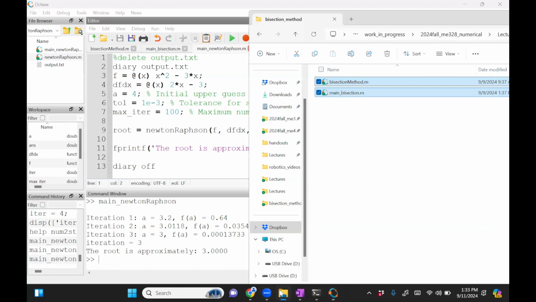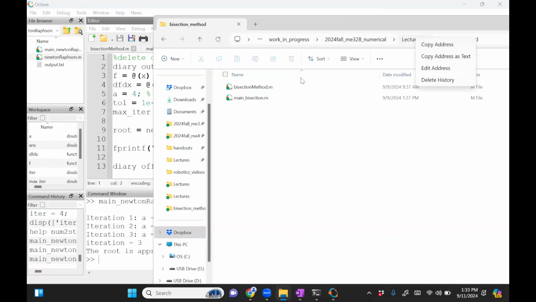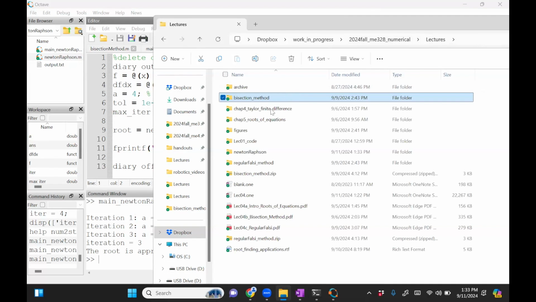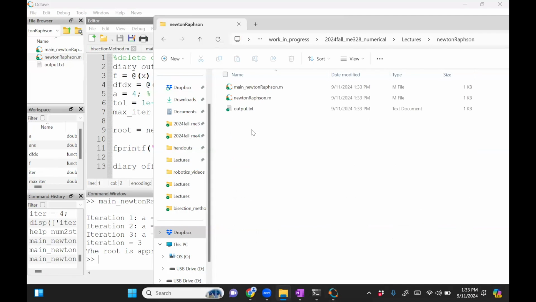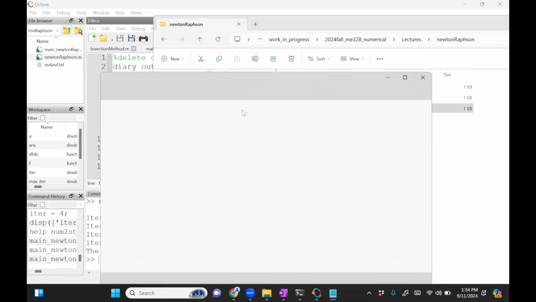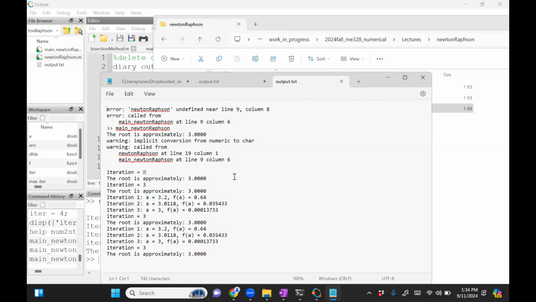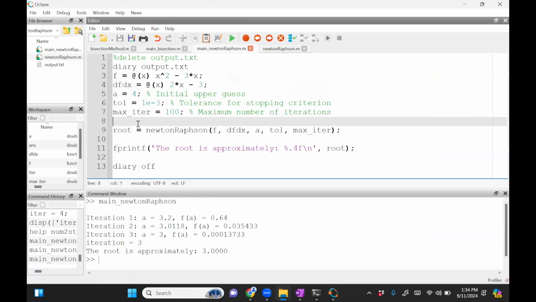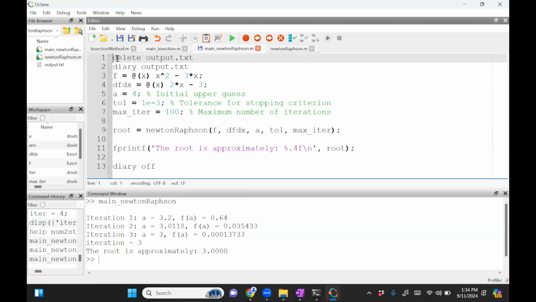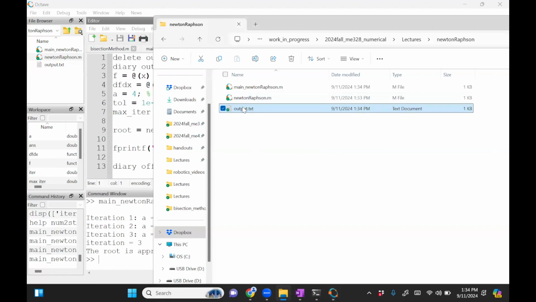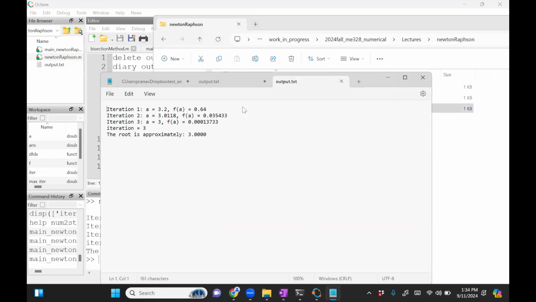Okay, but we also have it here. So if you go to, this is not the one, this is bisection. If you go to Newton Raphson, here is the output. Okay, it's saved. Oh, it was just running in the background. Okay. So to prevent this, every time you run the code, it copies it, but doesn't erase the previous stuff. What you do is you put a delete output.txt, run this. And if you do that, not only is it printed here, it also is printed here. Yeah, there it is.